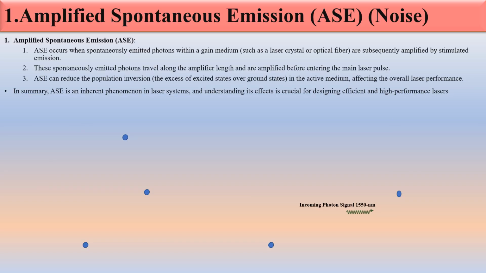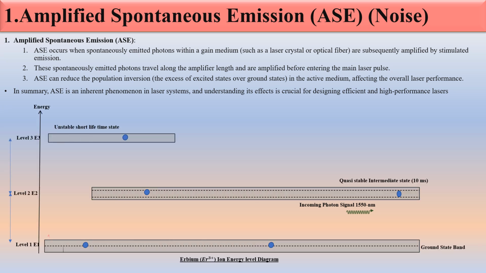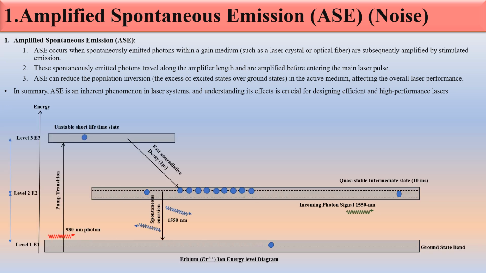So what is amplified spontaneous emission? ASE noise we already discussed. You can see this is the spontaneous emission. When spontaneous emission happens in the gain medium, it is subsequently amplified by stimulated emission. These spontaneously emitted photons travel along the amplifier length and are amplified during the entire main laser pulse. And this ASE can reduce the population inversion as well, because many of the electrons are lost during spontaneous emission. So in summary, ASE is an inherent phenomenon in laser subsystems, and understanding its effect is crucial for designing efficient, high performance lasers.